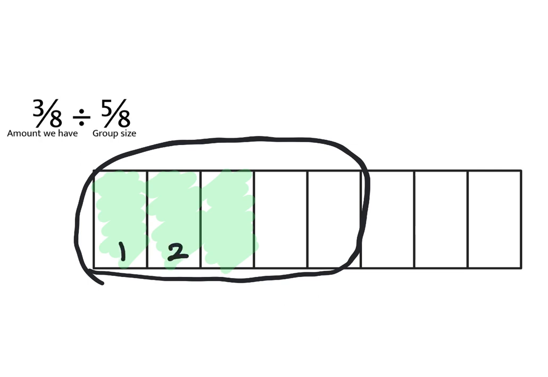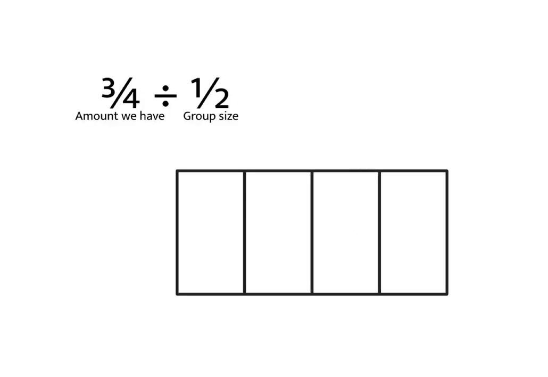I've got 1, 2, 3 of the 5 pieces that I need in order to make a group that has a size of 5/8. So if I'm writing this as a fraction to show the answer, the numerator is how many pieces I have. In this case, I have 3. And the denominator tells me how many pieces would make up a whole group of 5/8. So it would be a 5, because I have 1, 2, 3 of the 5 pieces that I need. So 3/8 divided by 5/8 is 3/5.